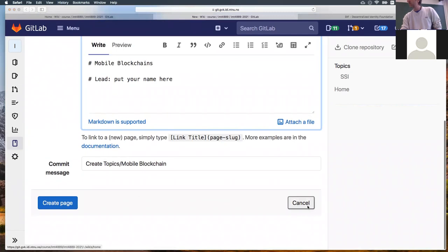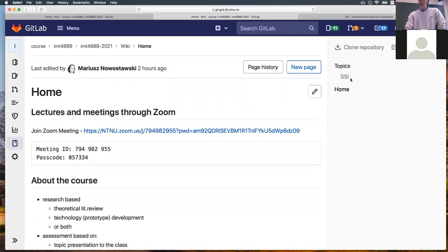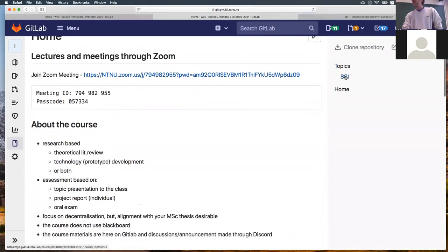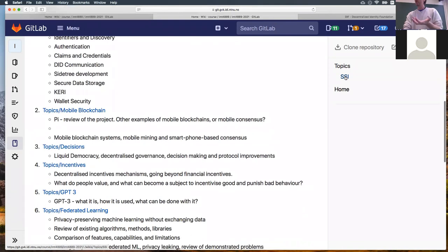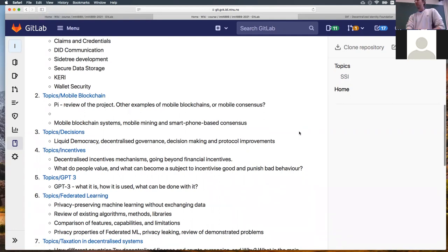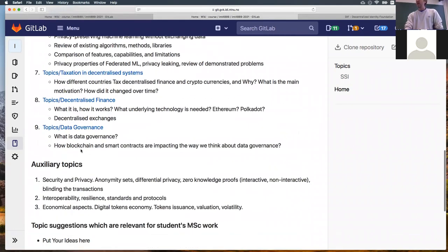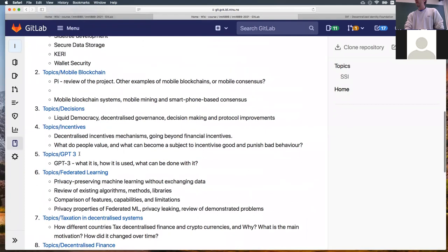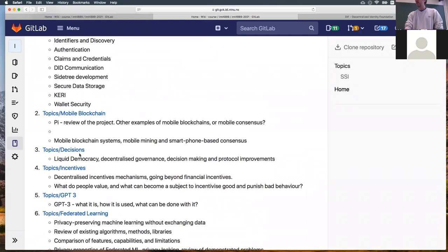Go, cancel. I don't want to click on it because I don't want to have topics which are not taken, right? So I only want topics that are taken, and I only click on SSI because I knew there will be an SSI topic. Click on the ones that you want to take, then they will appear here. All the other ones which are not taken, I will put as auxiliary topics, and then we will end up with the list of the topics that are being worked on. And then we will formalize and provide more details on what exactly the lecture and the topic is.